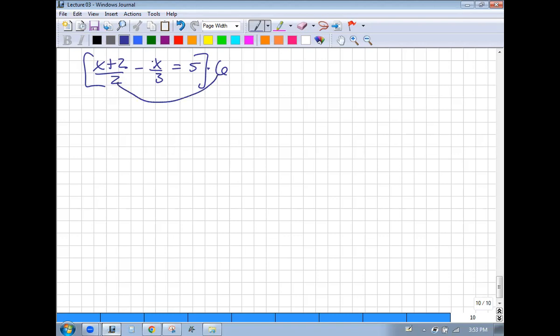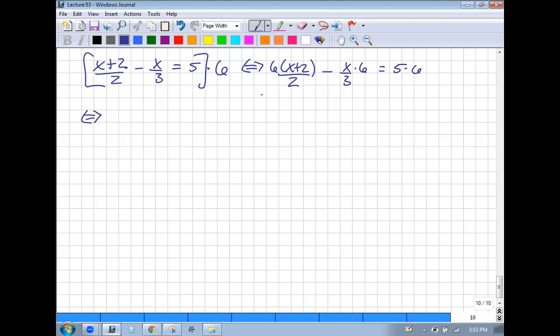So if I multiply this by 6, okay, this guy, if I multiply it by 6, 6 over 2 is 3, right? If I multiply that by 6, I have minus a third times 6, and then I have this 5 times 6. So if we're going to do it step by step, I'm just multiplying every single term by 6, right?